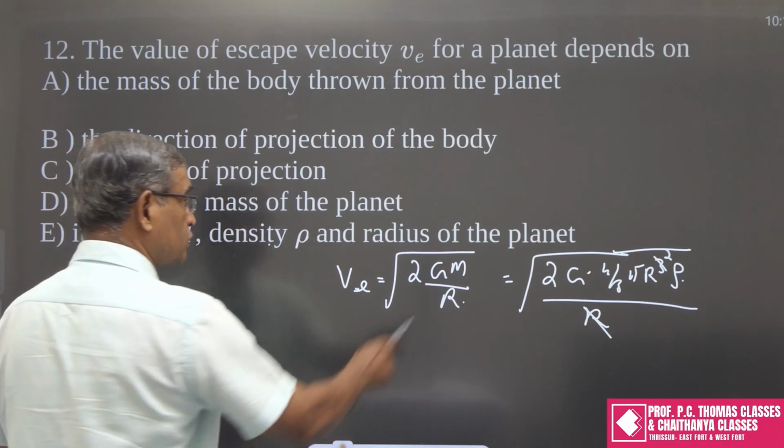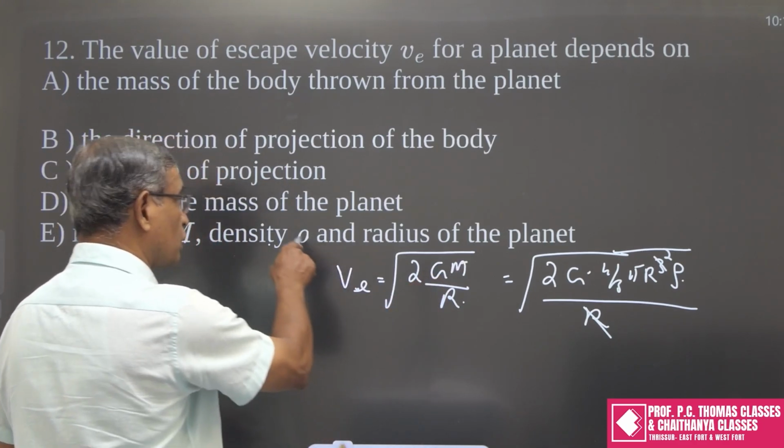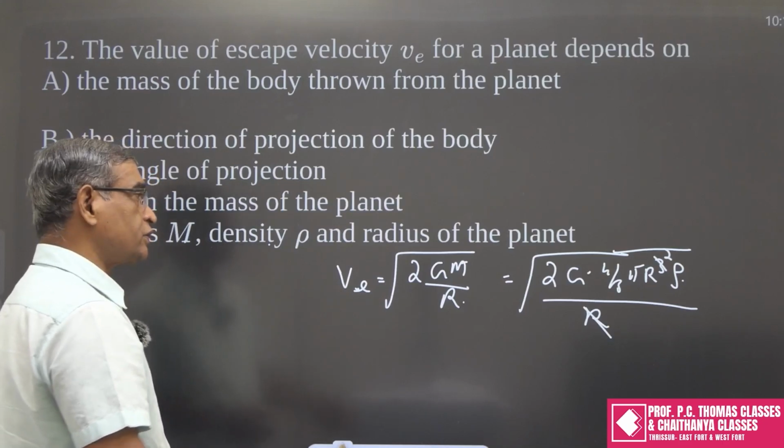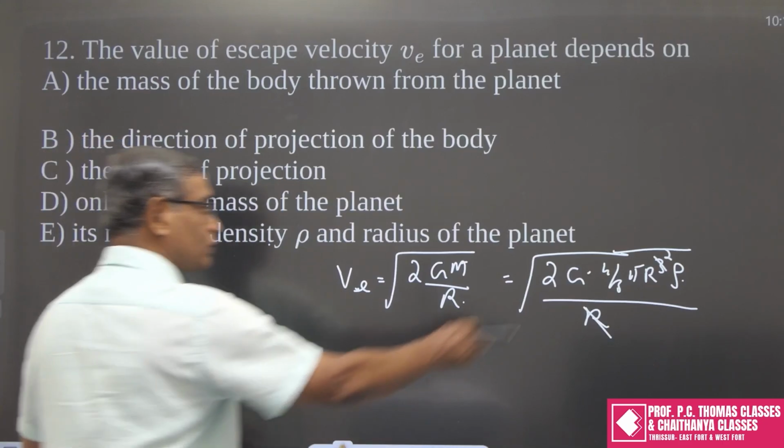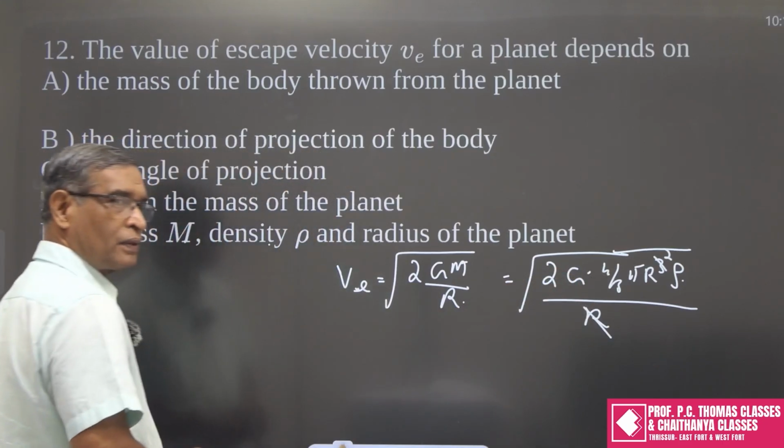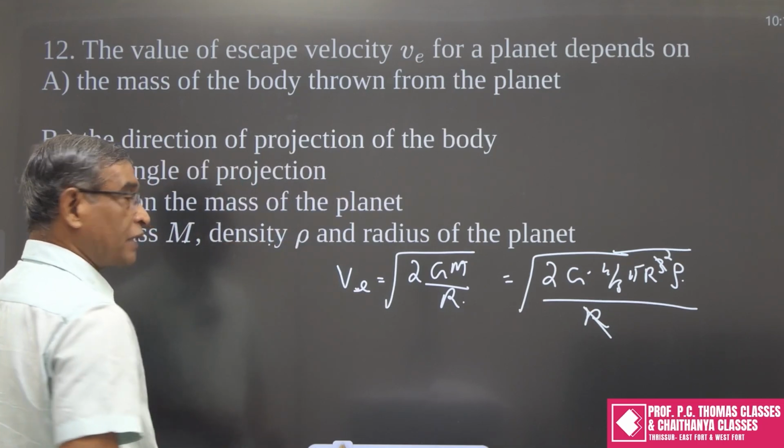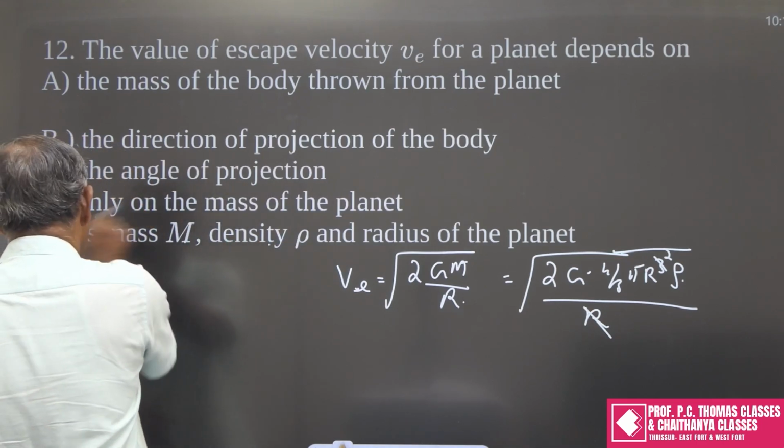Most correct answer is that it depends on mass and radius. There is no need of including density. Since density is also involved, then mass term is not there as per this equation. But that is there, and therefore the most probable answer is that one.